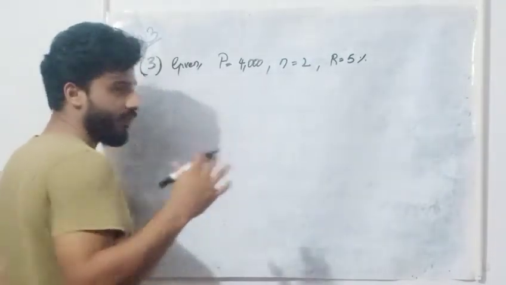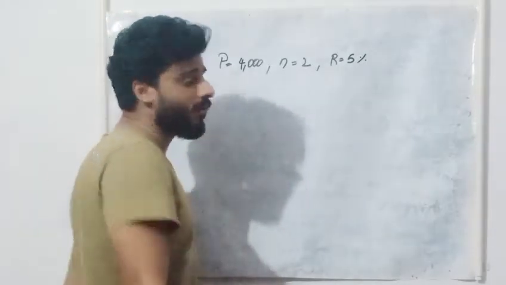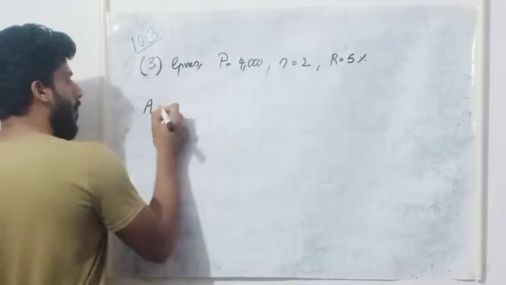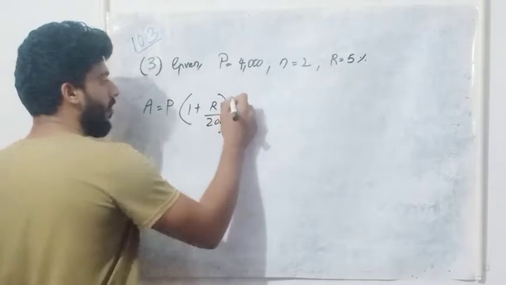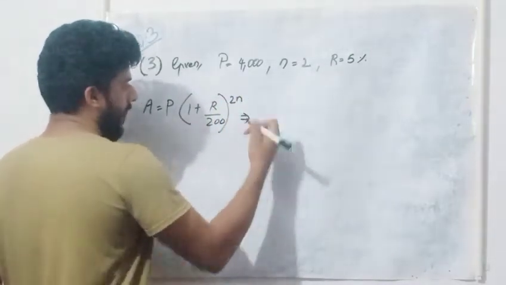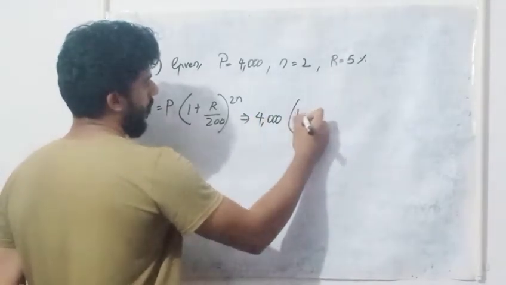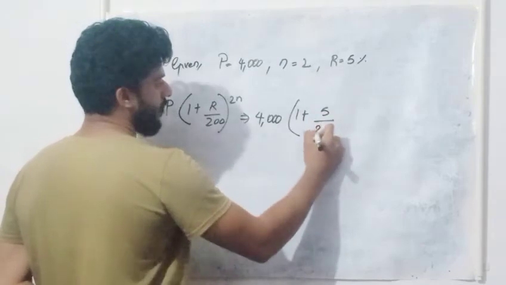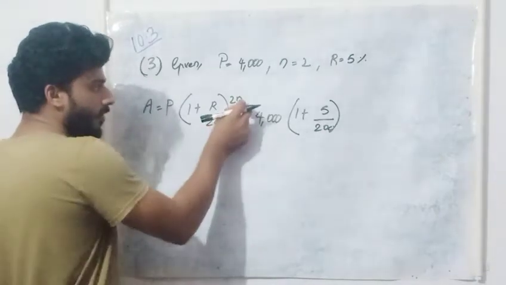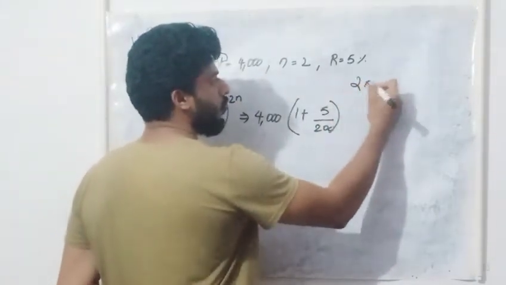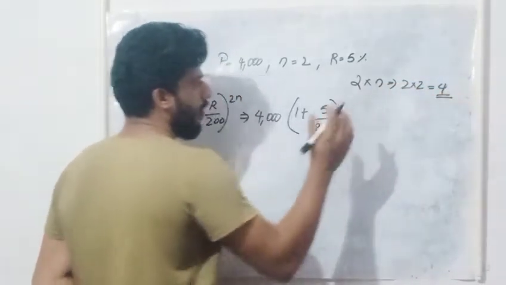We need to find only the amount. Here we need not find compound interest. What is the equation of amount? Amount is equal to P into 1 plus R by 200 whole raised to 2n. What is our P? 4,000 into 1 plus R. What is our R? 5 divided by 200, whole raised to 2n. Our n is given in the question as 2 years, but here we are using 2n. So 2 into 2 equal to 4, while we are calculating half yearly.